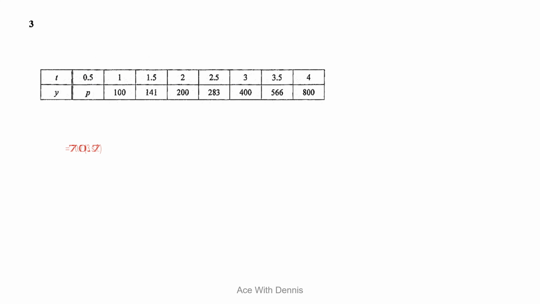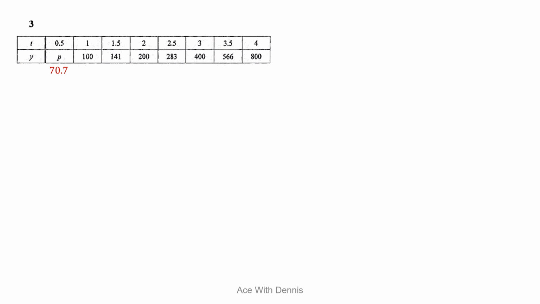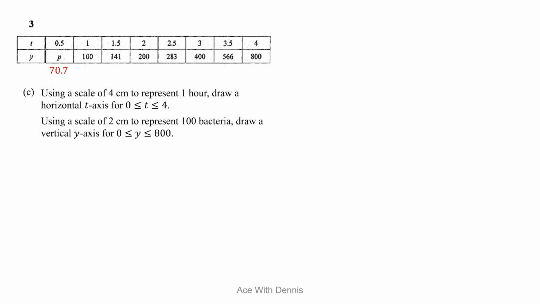C. Using a scale of 4 cm to represent 1 hour, draw a horizontal t-axis for the range of t from 0 to 4 inclusive. Using a scale of 2 cm to represent 100 bacteria, draw a vertical y-axis for the range of y from 0 to 800 inclusive. On your axis, draw a graph to show the number of bacteria in the culture for the range of t from 0 to 4 inclusive.